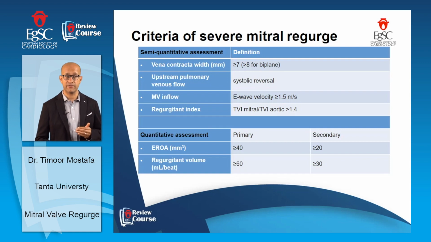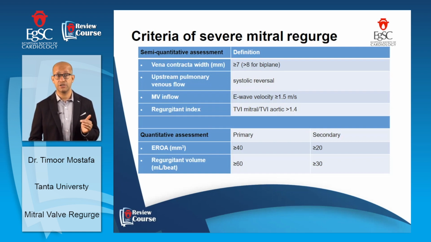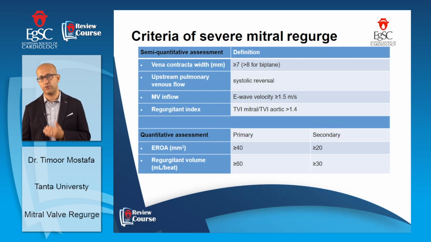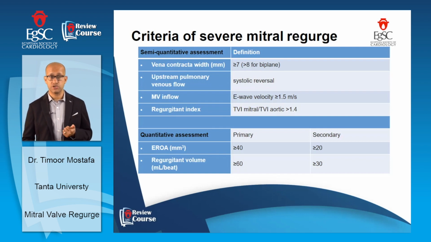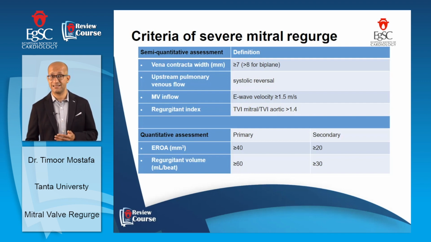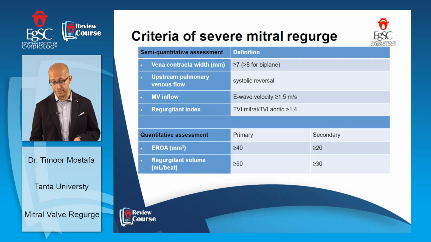While for the quantitative assessment, effective regurgitant orifice area of more than 40 for primary or more than 20 for secondary mitral regurgitation, and regurgitant volume of more than 60 for primary and more than 30 for secondary, indicates severe mitral regurgitation.